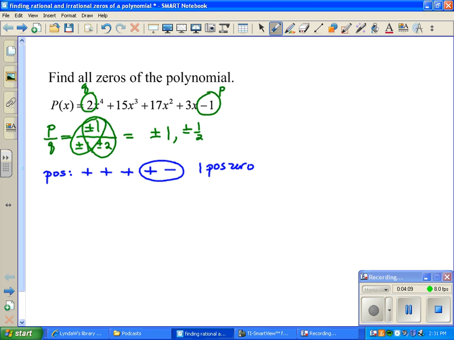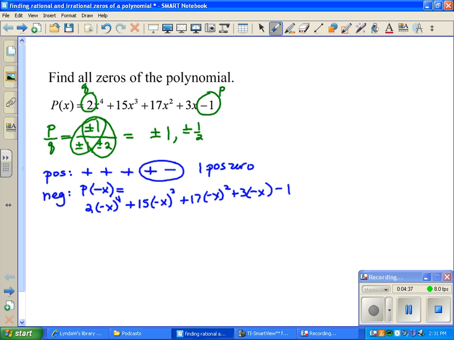Now, to figure out the negatives, we need to evaluate the polynomial with the opposite of x in its place. There's some shortcuts for this, but what we have to do is substitute x with negative x: 2 times the opposite of x to the 4th power, plus 15 times the opposite of x cubed, plus 17 times the opposite of x squared, plus 3 times the opposite of x, minus 1.